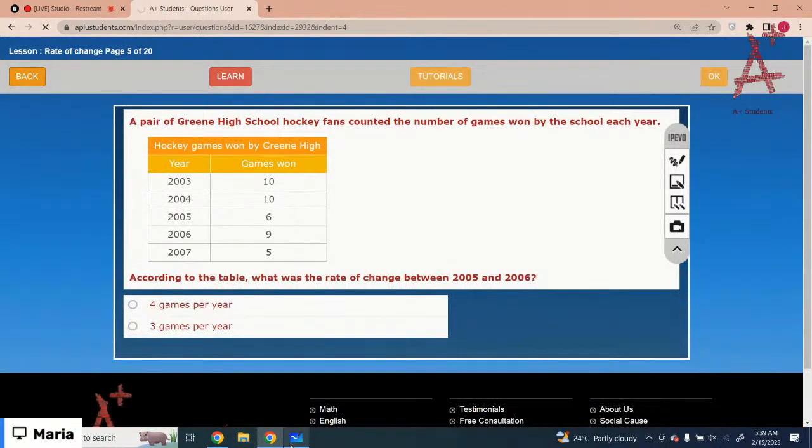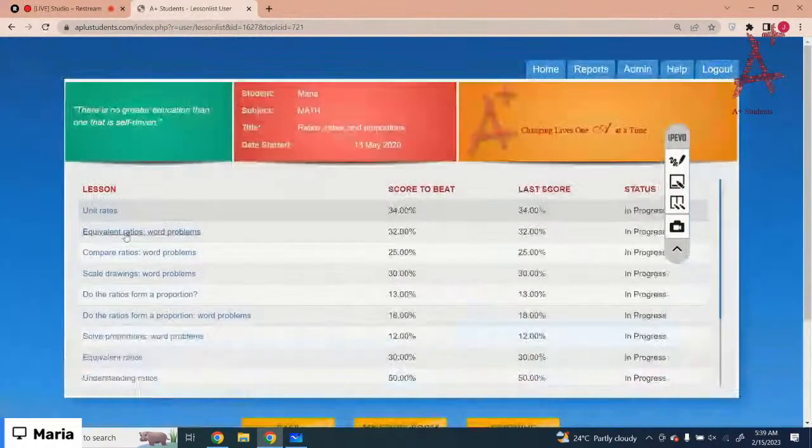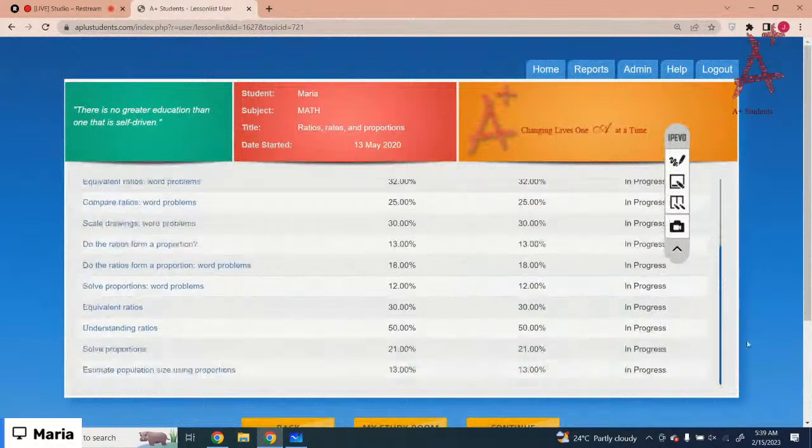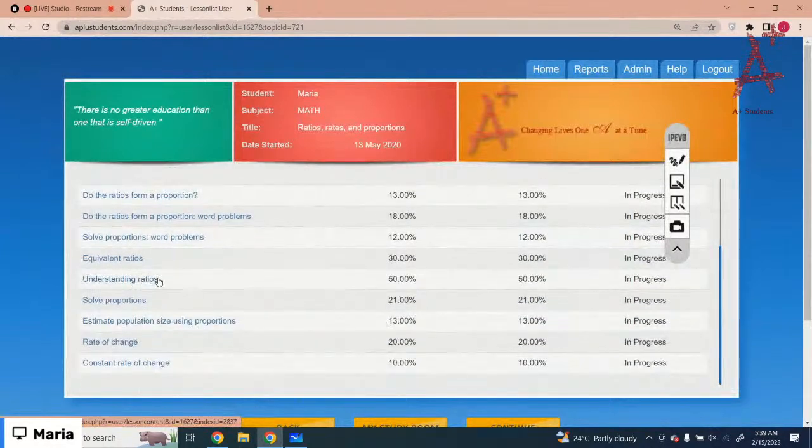So we're working on grade 7 maths. We're working on the chapter ratios, rates and proportions. And the lessons we have covered today are understanding ratios, solving proportions, estimating population size using proportions, and the rate of change. So please make sure before the next session you complete all the test questions for the lessons we did today. If you need more help with any of the lessons, you can contact any tutor on Skype. They are available from Monday to Friday, 5 to 9.